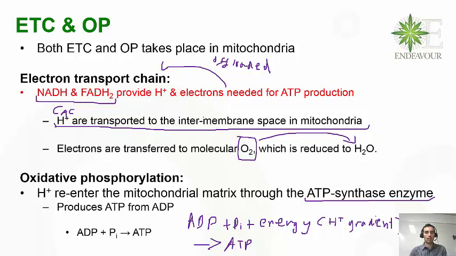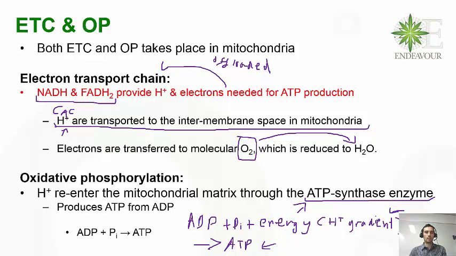Basically we need the electrons being passed along in the electron transport chain to allow these H+ to move into the intermembrane space. Once they're in this space, we can then use them to pass through our ATP synthase enzyme, which facilitates the reaction we see below, where we have ADP and phosphate combining together to make ATP. But remember, we do need a large amount of energy for this, and that comes from our H+ gradient.